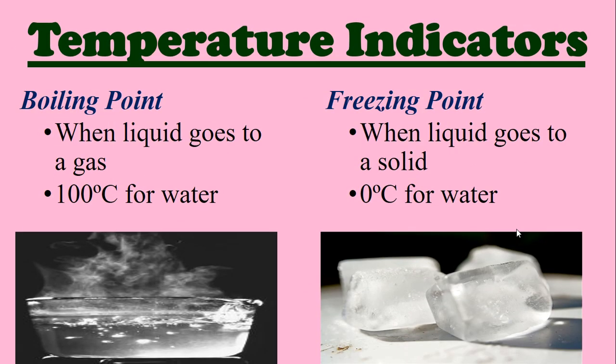There are some temperature indicators. Usually you should know about these, but if not, boiling point is when a liquid goes to a gas, and for water that's 100 degrees Celsius or 212 degrees Fahrenheit. The freezing point is when a liquid will go to a solid. For water that's 0 degrees Celsius. Do you know what that is on the Fahrenheit scale? It's 32 degrees Fahrenheit.